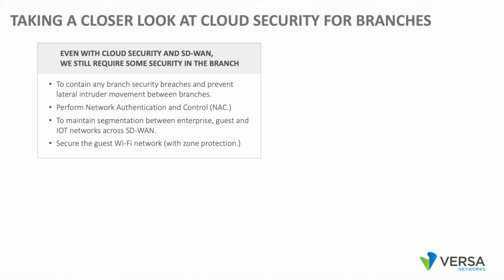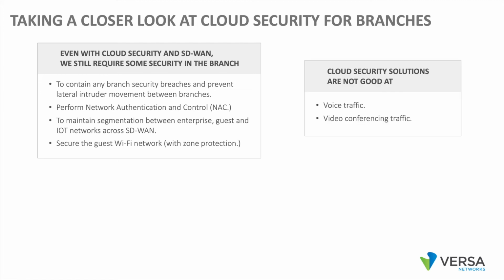So let's get a closer look at cloud security solution for branches. Even with cloud security and SD-WAN, we'll still require some security in the branch. This is to contain any branch security breaches and prevent lateral intruder movement between branches. This would be to perform network authentication and control in the branch, and to maintain segmentation between the enterprise, guest, and IoT networks as the traffic moves from the LAN to the SD-WAN. And then also to secure the guest Wi-Fi network with zone protection.